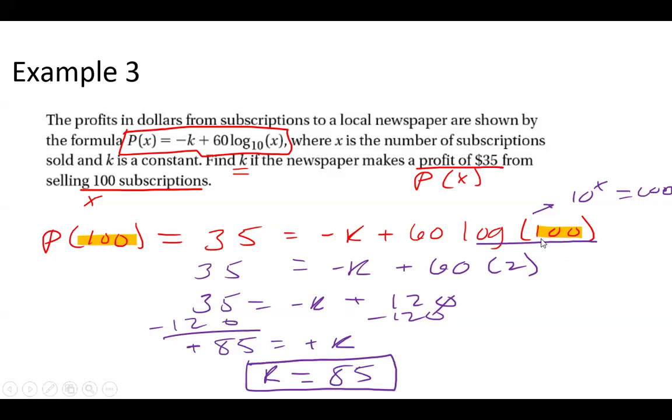if you got concerned about log of 100, could you put that in the calculator? Yeah. If that was like, I have no clue what that is, I would not judge you and I would not be mad at you. You can always put it in the calculator.